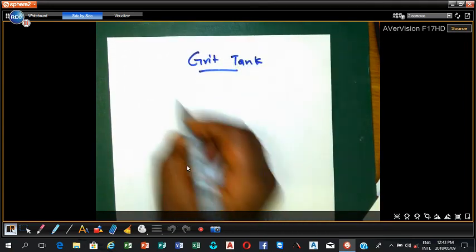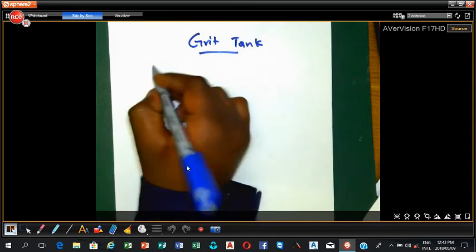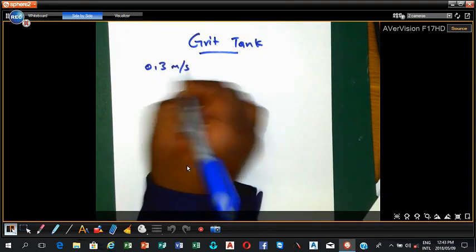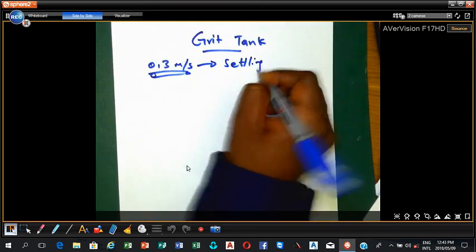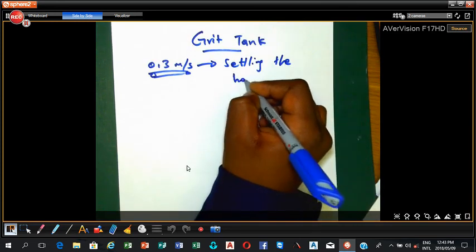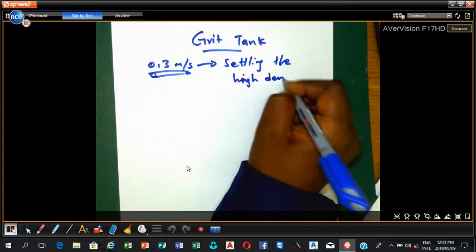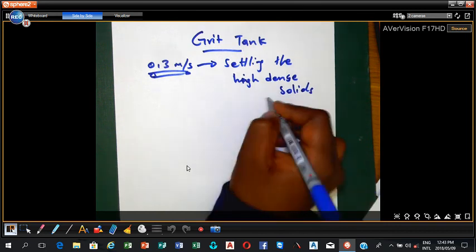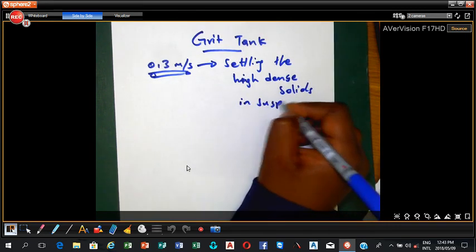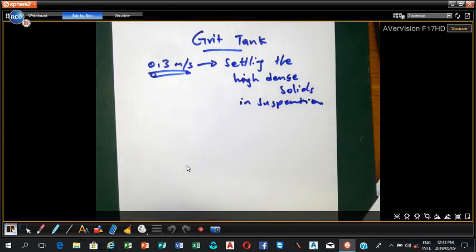Now if you speak of the grit tanks, you will still have to maintain the velocity within the grit tanks, because this velocity is important for settling the high density solids that are carried in suspension.